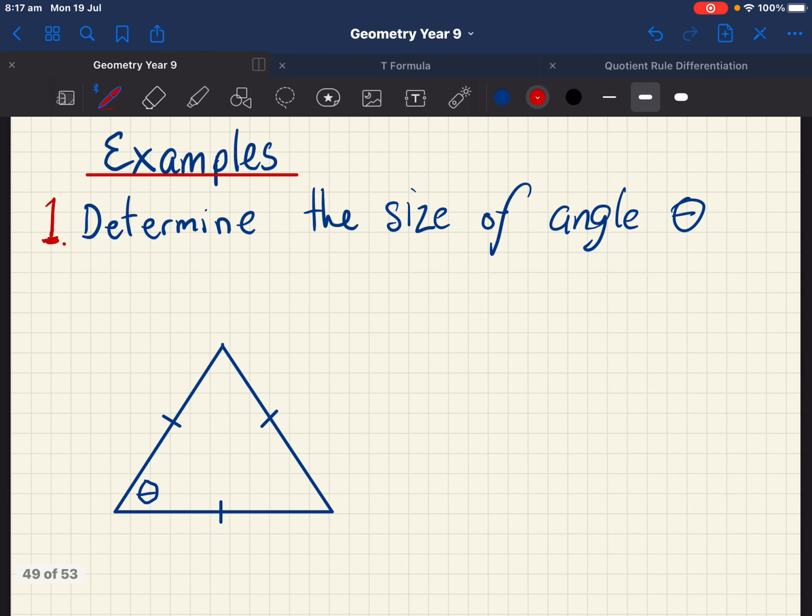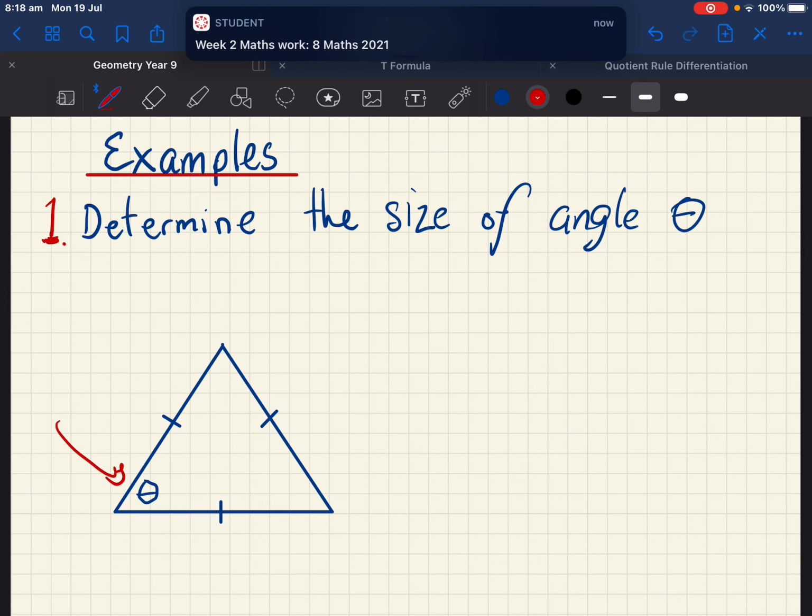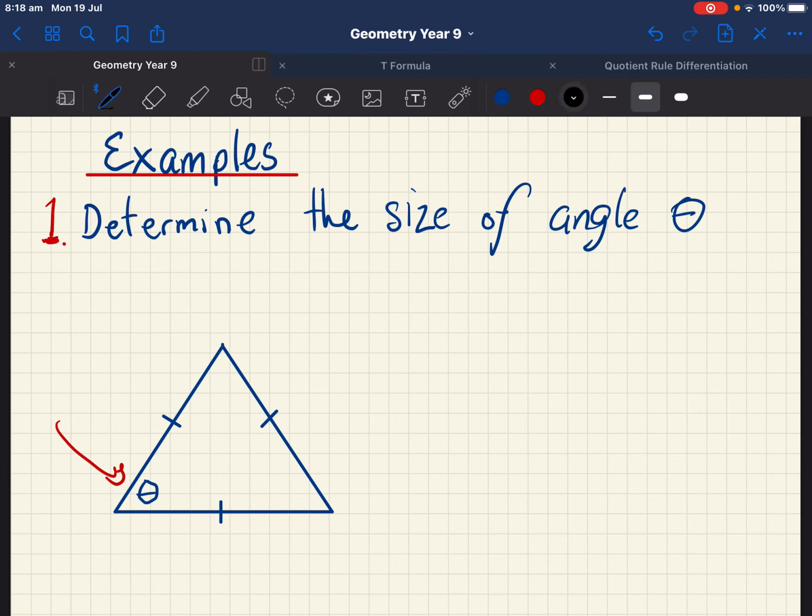So let's move on to the first of our examples. We're going to determine the size of the angle theta. Here we can see it right here. Here's the angle we're trying to find the size of. Now, with these questions, if you're trying to find the size of an angle of a regular polygon, firstly, you're going to need to know the angle sum. Fortunately, this is a triangle, right? We know what the angle sum of a triangle is. It's 180. So the angle sum is 180 degrees. Here, I'll even write that in if you want.